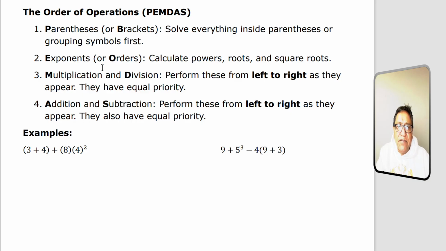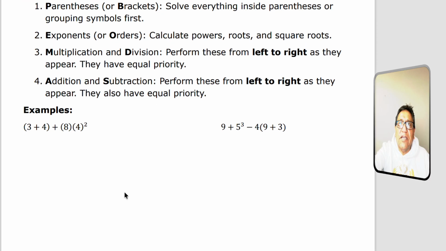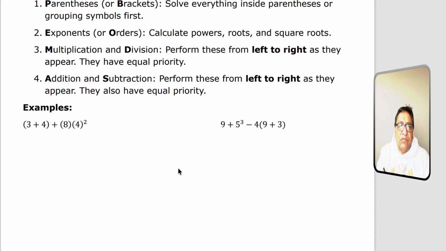Then exponents. After exponents, multiplication and division, from left to right, whatever comes first. And the same thing with addition and subtraction, from left to right, whatever comes first. So I prepared some examples for you, and let's see if we can apply and review those examples.